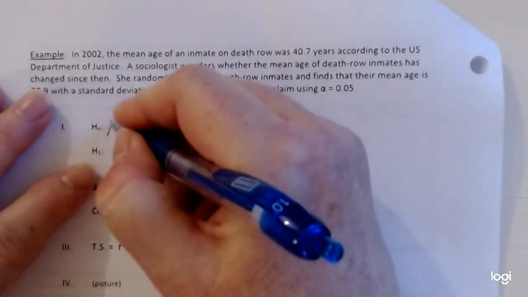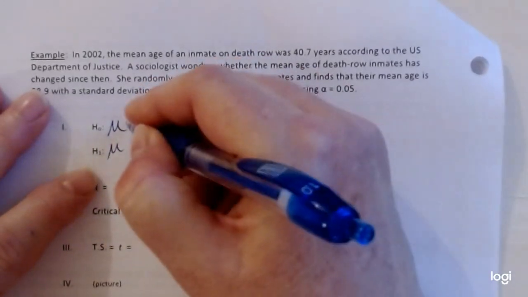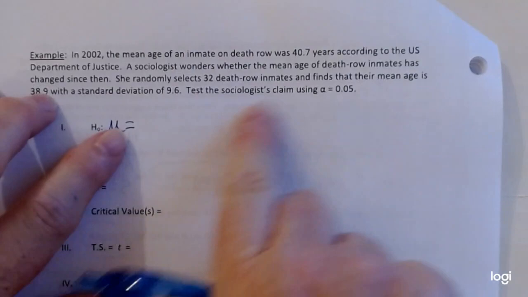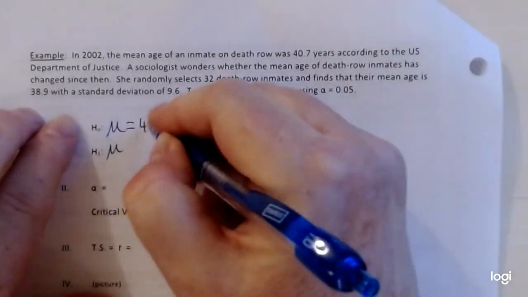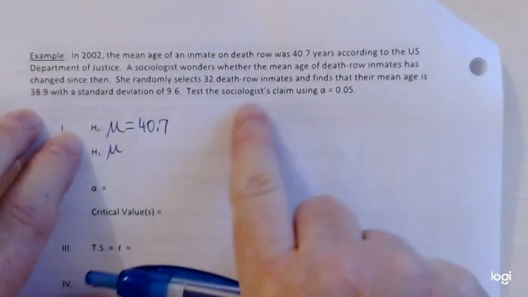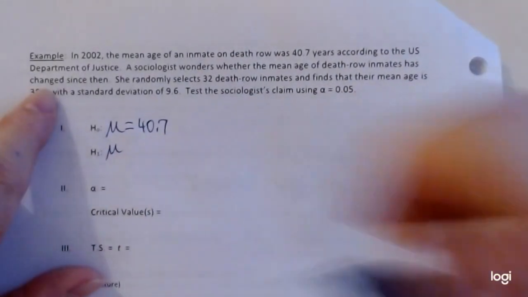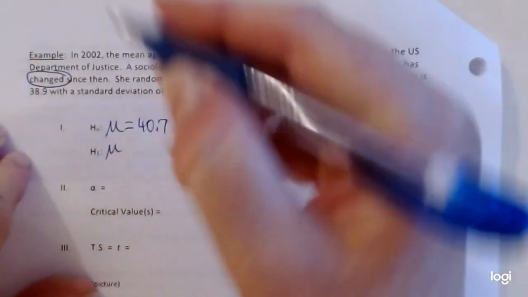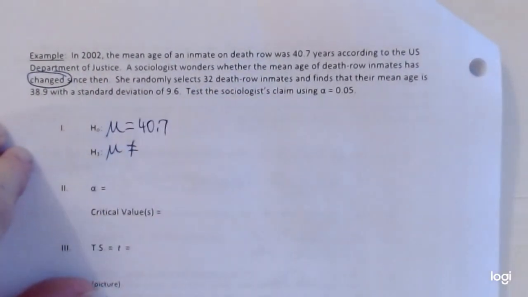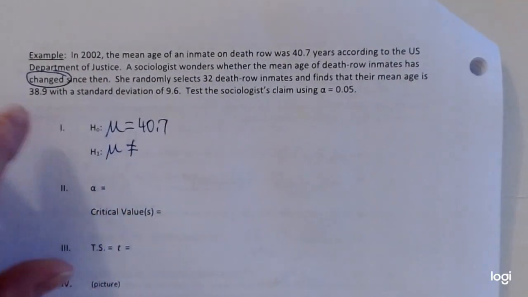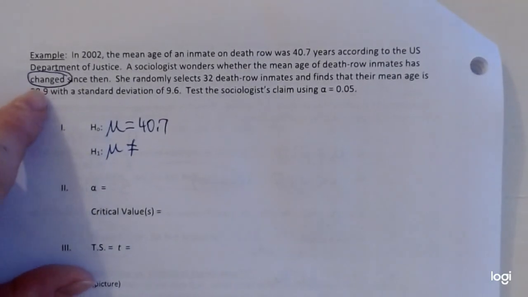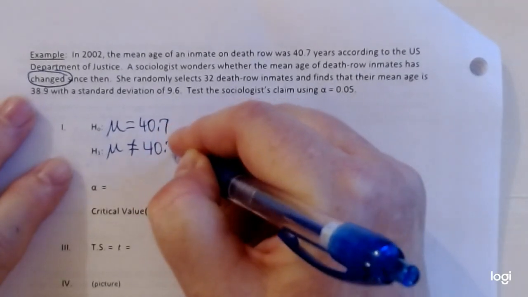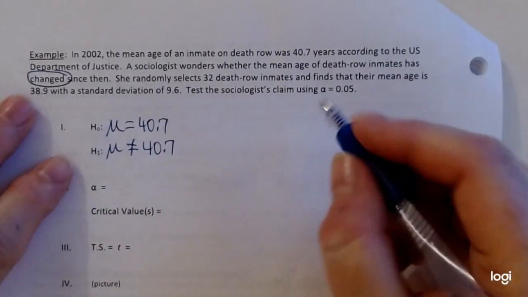So again, we've got a mean. Always in H0, it's got an equal. So we're saying that it is 40.7. And this is just saying that the sociologist wonders if it has changed. Changed just means not equal. It's no longer equal to 40.7. She's not saying whether it's higher or lower. She's just saying it's no longer 40.7. So alpha equals 0.05.